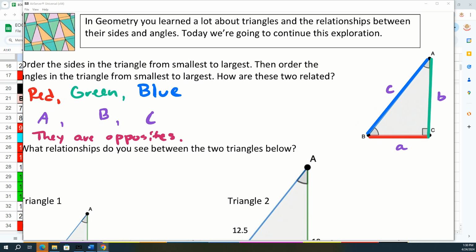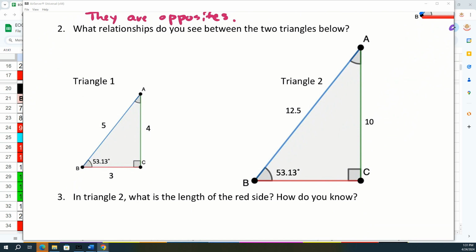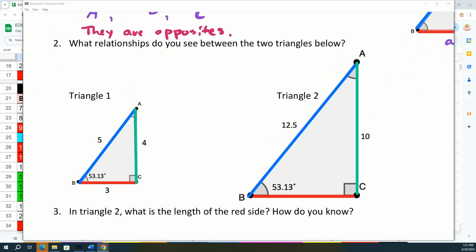All right, so we do have red, green, and blue again on these 2 triangles. All right, so in triangle, first, what relationships do you see between these 2 triangles? What do you notice about the angles? Yes, same angles.